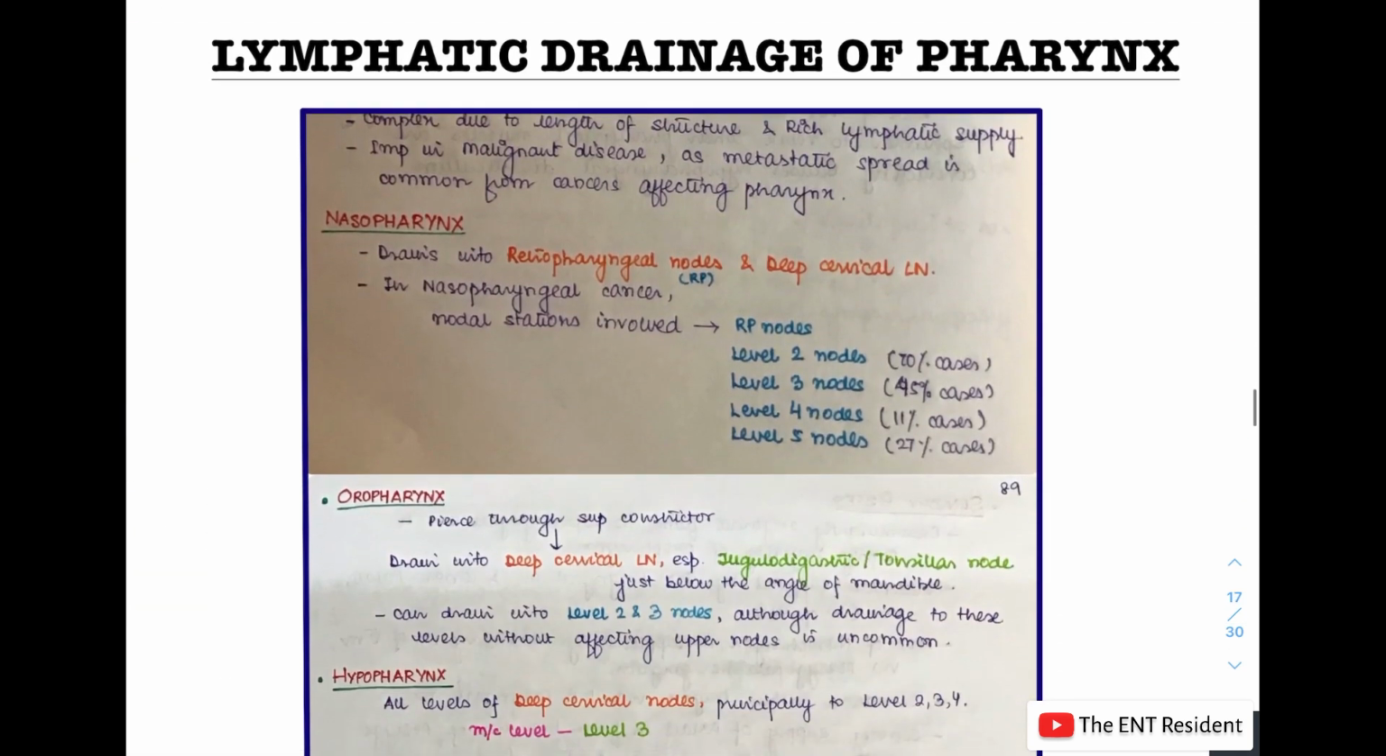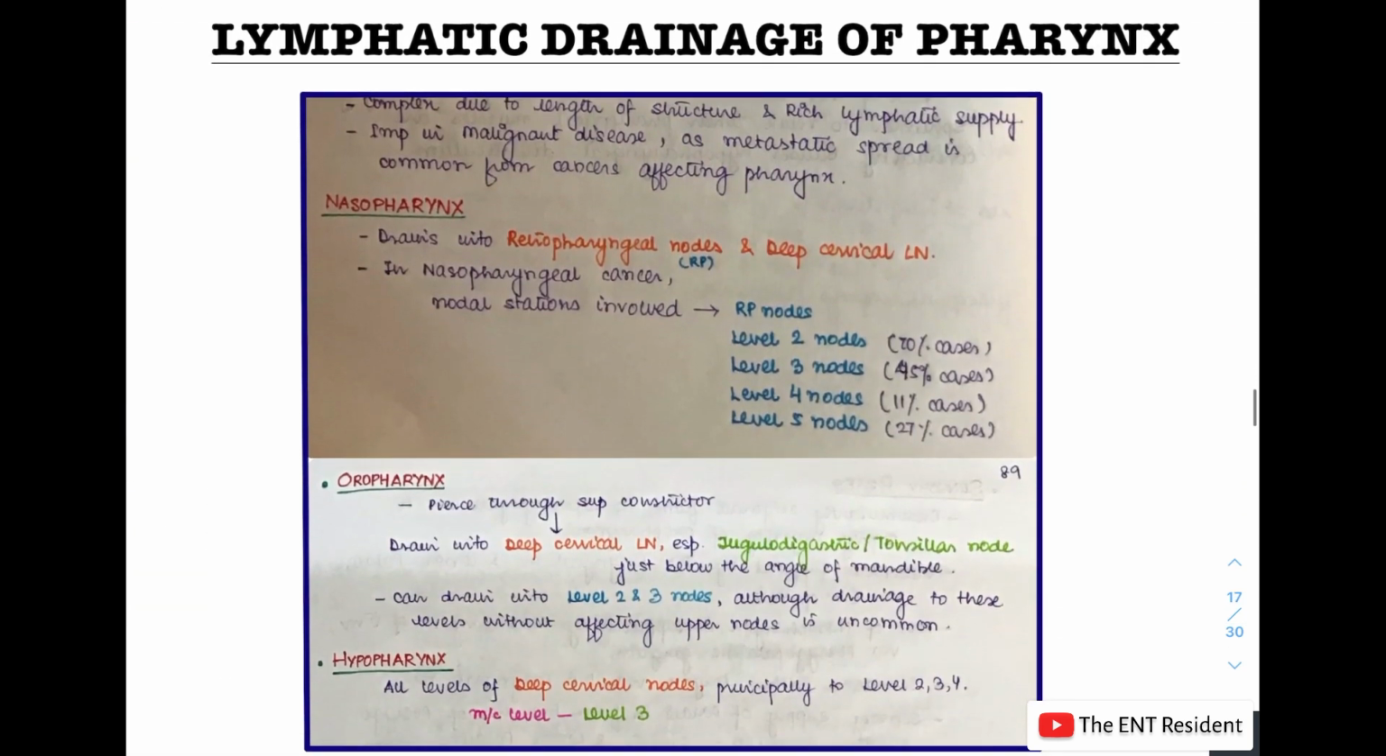Next, we head over to the lymphatic drainage of pharynx. Now, this lymphatic drainage is very complex due to the length of the structure, and it also has a very rich lymphatic supply. Why is this so important? This is important because in malignant diseases, metastatic spread is very common because of this lymphatic drainage. Therefore, lymphatic spread will be one of the most common spreads in these kinds of malignancies.